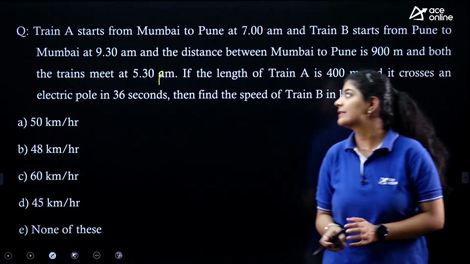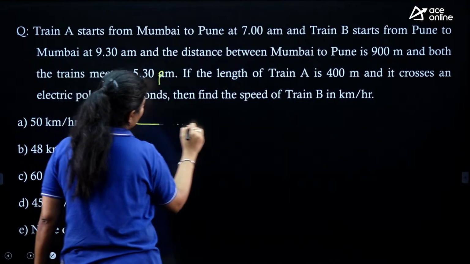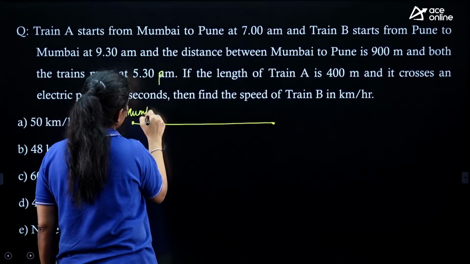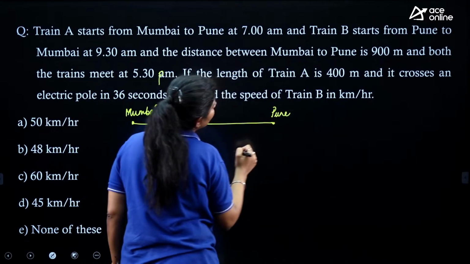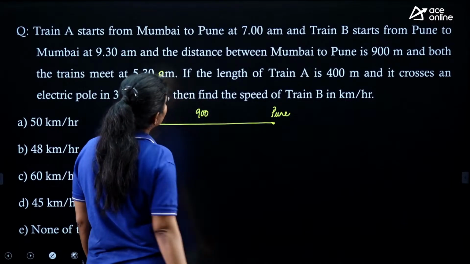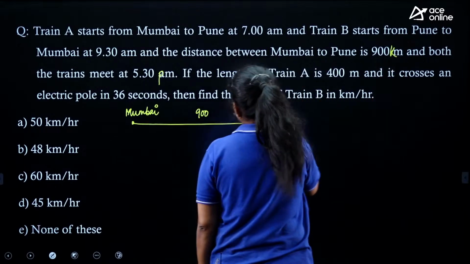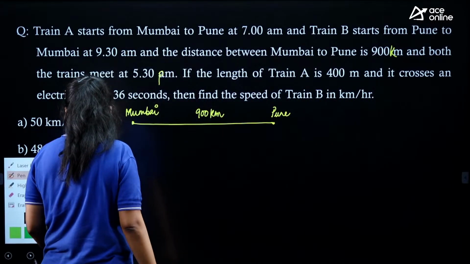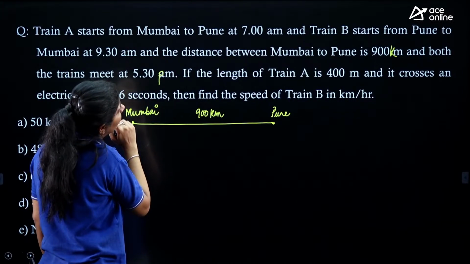Very good, Amit. Let's see. Here the question says that we have two points. The first one is Mumbai and the second one is Pune, right? The distance between them is 900 kilometers, right? Okay. So the question says that from Mumbai, train A started at 7 am.